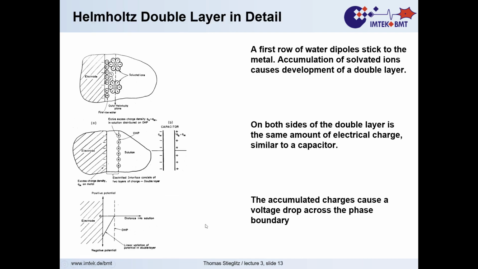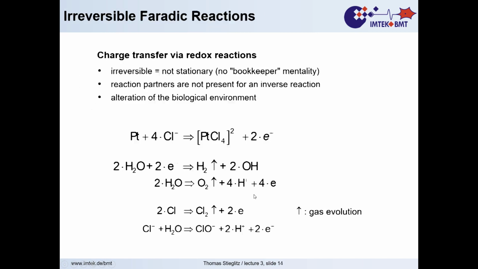The Helmholtz double layer in detail: you have that charge, that's all what I already said, but here more in detail to look it up. If you have a charge, you can imagine that you have a parallel plate capacitor with two plates, one at the Helmholtz layer, one on the electrode. And if you have the charge, you can come to the electrical field. From the electrical field, you come to the voltage that you have over that. And by that, we know that we have a voltage drop across the phase boundary. That is one reason for that.